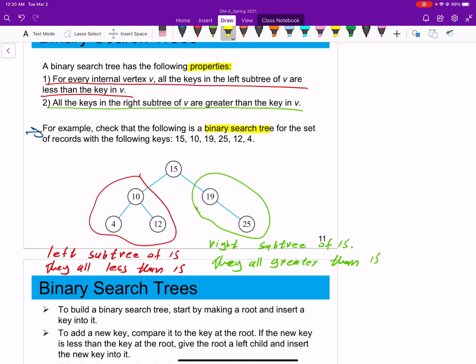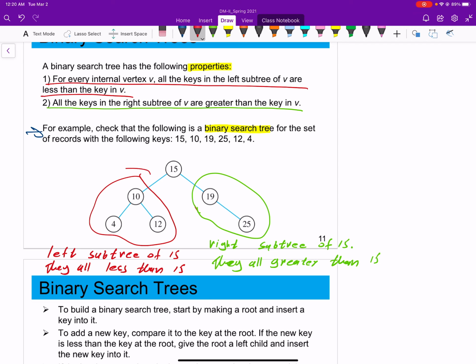All right, that means you have to consider these two properties and check them. The first property is for every internal vertex V, all the keys in the left subtree of V are less than the key in V. All the keys in the right subtree of V are greater than the key in V. So you have to check subtrees.